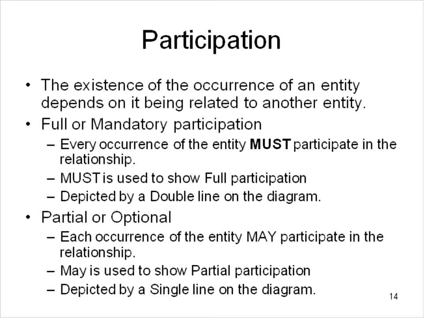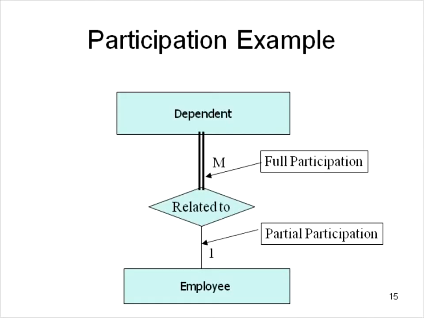The partial participation means that an entity may or may not participate in the relationship, and the partial participation is depicted by a single line. So looking at slide 15, we have a double line between the dependent and the related to relationship. So this means that this is full participation, which means that the dependent must be related to an employee. An employee has partial participation. That means that an employee may have dependents related to it.